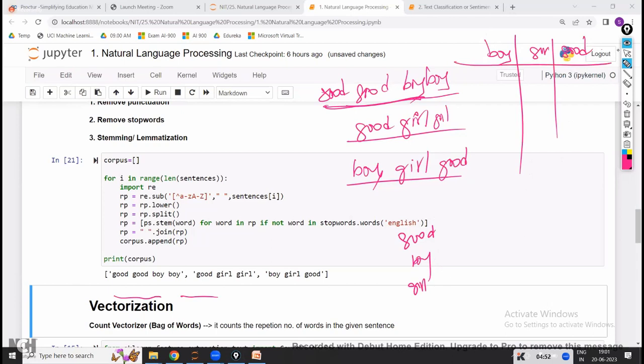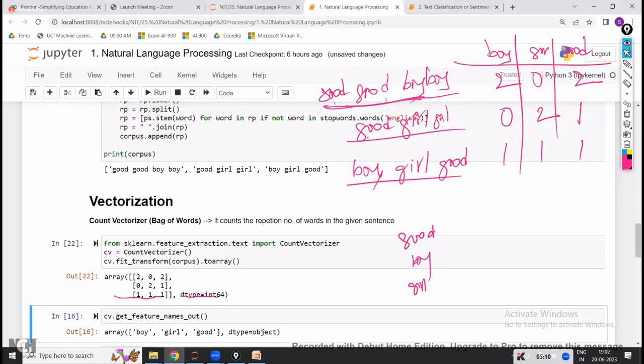Now in this sequential order, how many goods are there? 2 are there. How many boys are there? 2 are there. How many girls are there? 0. How many good are there here? 1. How many girls are there? 2. How many boys? 0. Boy, 1, 1, 1. This is the output. If this is the data, this is the output of this one. Is that clear? It is just counting. Count vectorization means counting how many times a word is repeated in the given sentence. Is that clear?